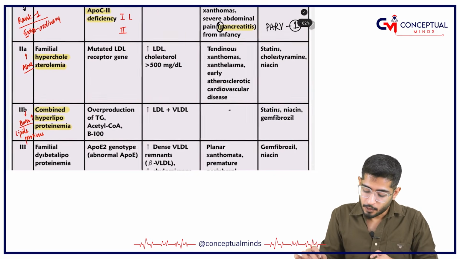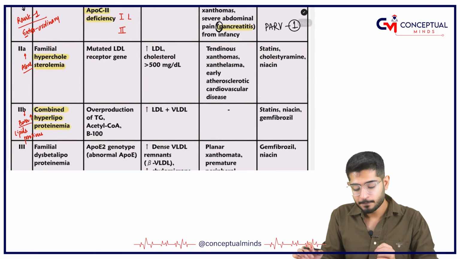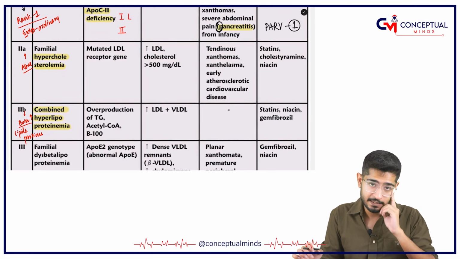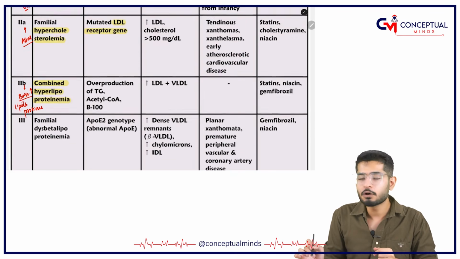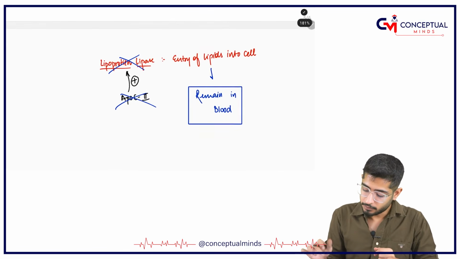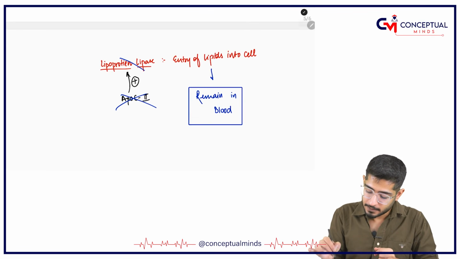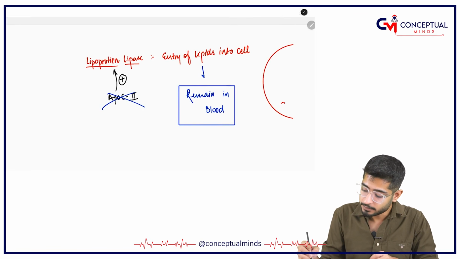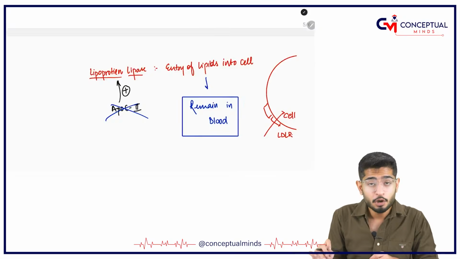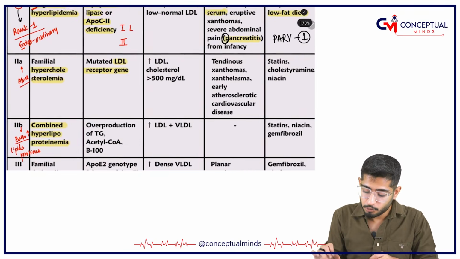Hypercholesterolemia. Now why is it happening, please understand. In 2A, cholesterol is increased because the LDL receptors are not functioning properly. As I have told you, lipoprotein lipase is responsible for entry of the lipids into the cell. But how are they going to enter? Suppose this is the cell, so they must have some receptors, LDL receptors, which will allow the LDL to go inside. But in 2, what is happening?